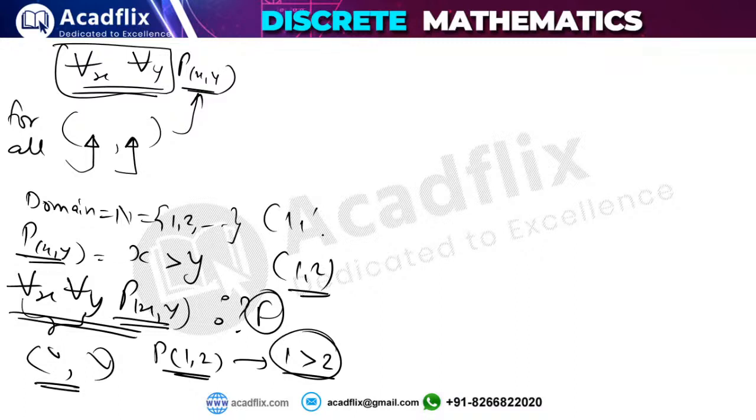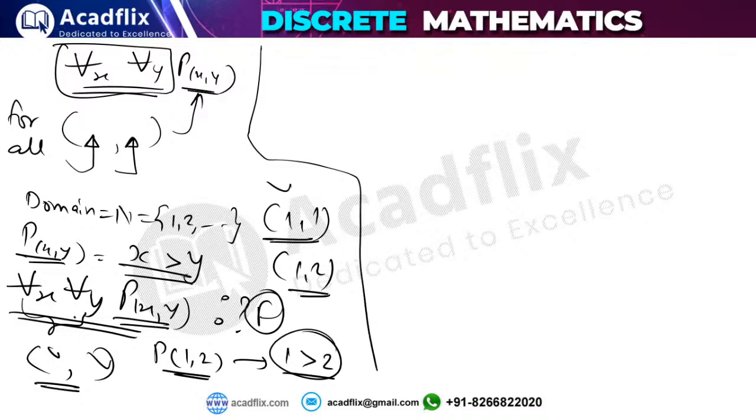You can also take the pair 1, 1, because for this pair 1, 1, 1 greater than 1 is also false. So we have found at least one pair for which this pxy is false, so we can say that this is false. Why? Because for all x, for all y, this will become true only when for every pair this pxy is true. Okay, and I am repeating it again.